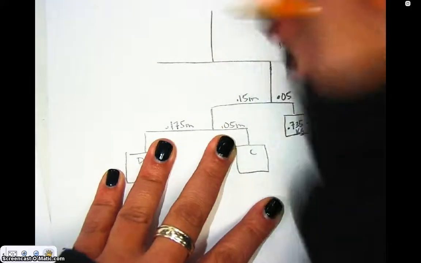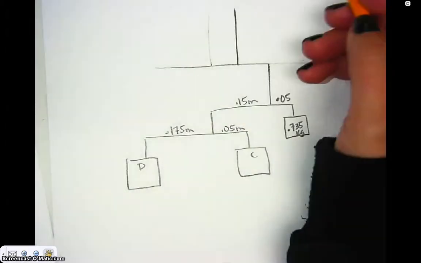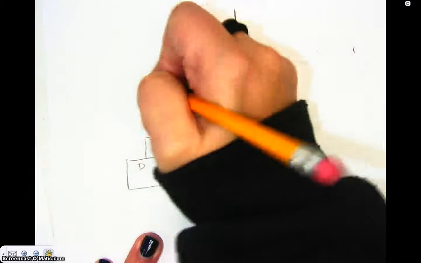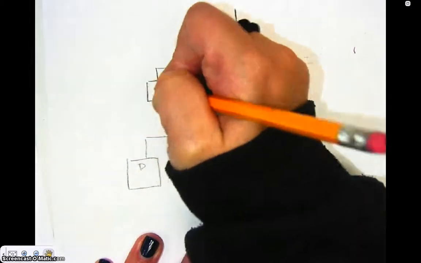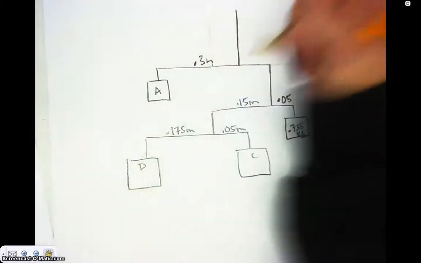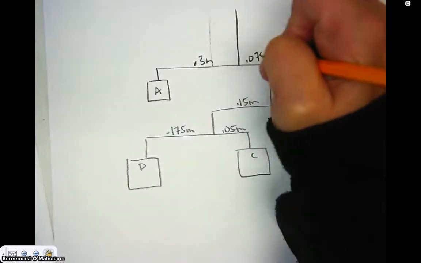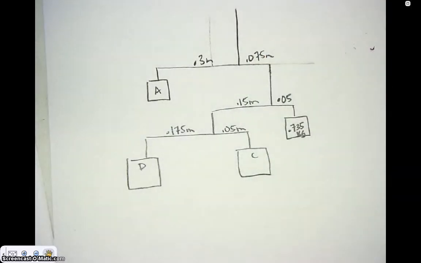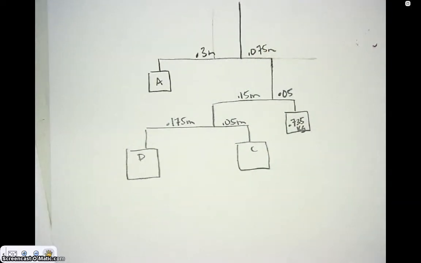And then there's a string pulling here. Let me move that over a little bit. So there's a string pulling right here, and over here I have thing A dangling, and I want to know its mass, and it's 0.3 meters away from this, and this is 0.075 meters away. Okay, so I've got it all drawn out so I can see it here.